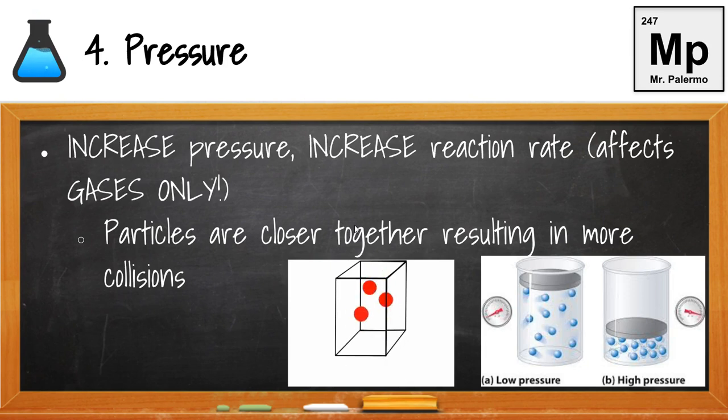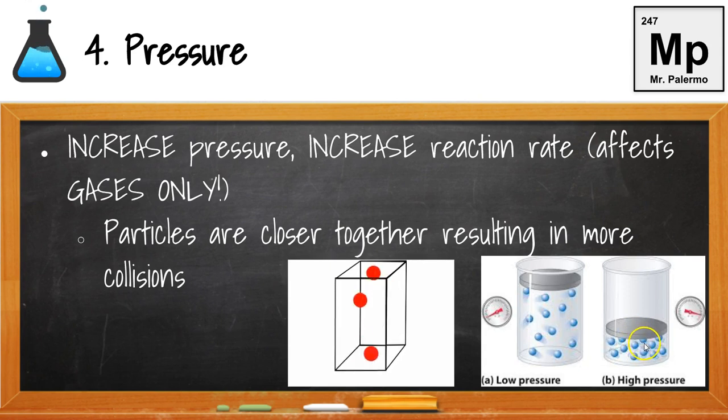The next factor affecting reaction rate is dealing with pressure. Now this, again, only involves gases as we discussed in previous units. But when we increase the pressure, we're going to increase the reaction rate. And here's why. When we increase the pressure, you can see here as we decrease the volume, here you'll see the particles get closer and closer together. Or you can see here in this picture as well.